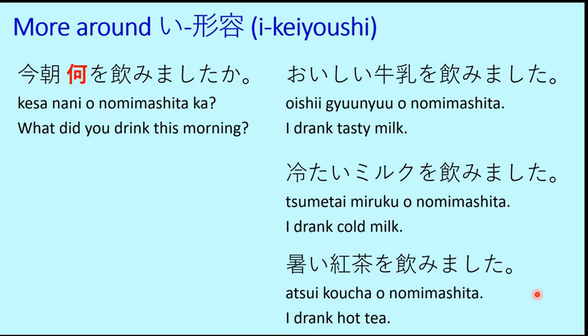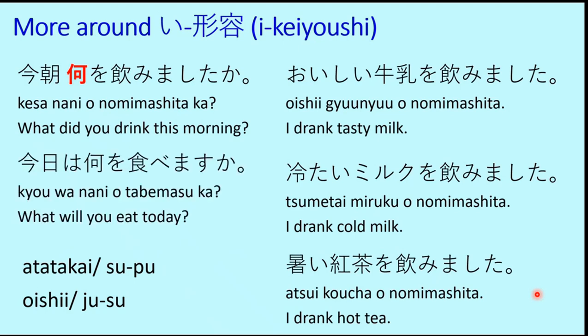Ocha is the Japanese green tea, and kocha is the brown tea. So atsui kocha o nomimashita. I drank hot tea. Similarly, you can practice using atatakai supu, oishi juice. So this is the juice. And again, you can change the structure of the sentence.